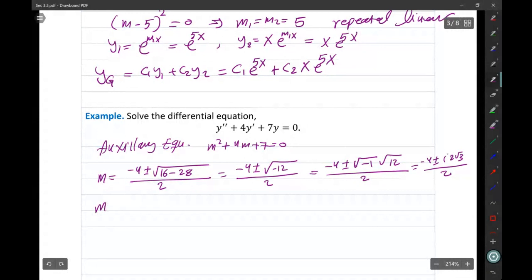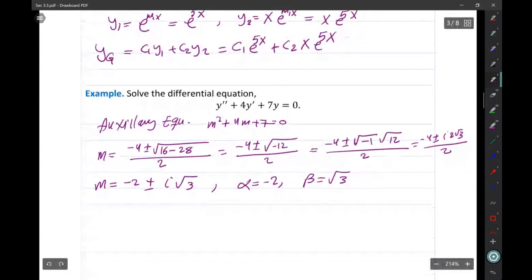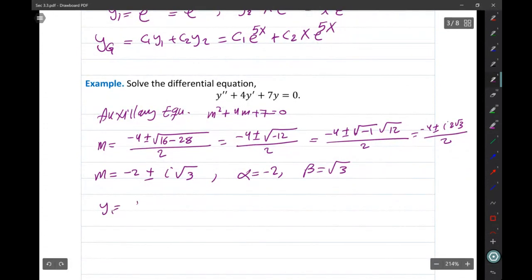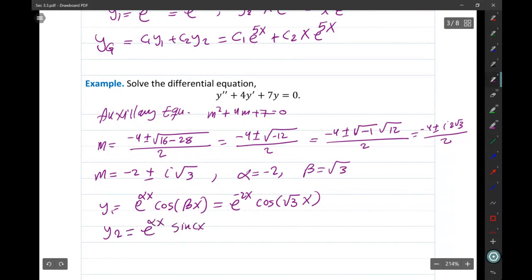So you will have the solution, the auxiliary roots m, which is minus 2 minus plus i times the square root of 3. Here you will have alpha is equal to minus 2 and beta is equal to the square root of 3. So our complex numbers: y1 is e to the power alpha x cosine beta x, which is e to the power minus 2x cosine square root of 3 times x. y2 is e to the power alpha x sine beta x, which is e to the power minus 2x sine square root of 3 times x.